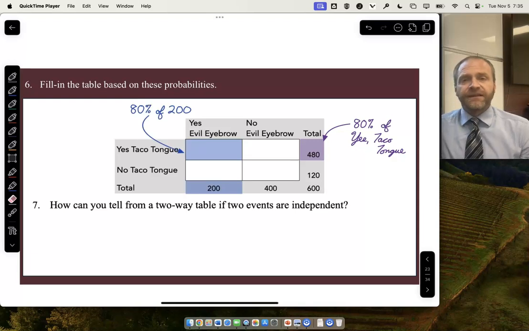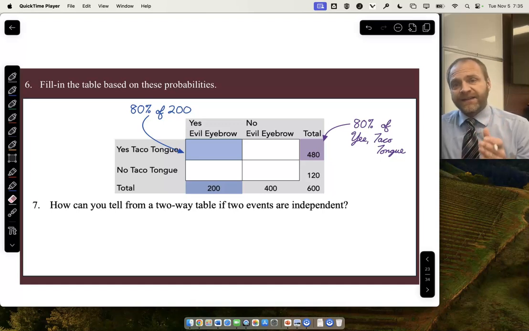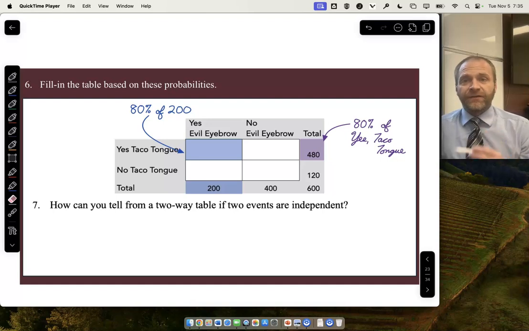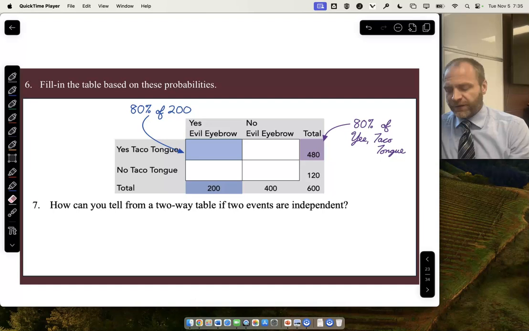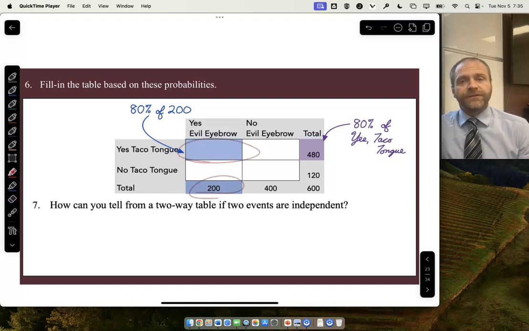Now if I want this, the probability of yes, talk or tongue given yes, evil eyebrow, that needs to be 80% of the 200. Because remember, what we had before, when we go back to the original problem, is we had this cell divided by 200.